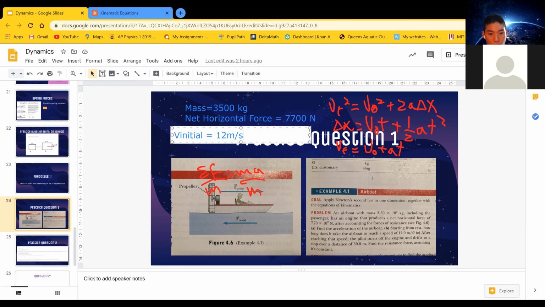The first thing I would do to solve this problem, if I have no idea what's going on, is write out the givens. They tell us that the boat reaches 12 meters per second, and then it turns off its engine. So the initial velocity of the scenario is 12 meters per second, because we're solving the problem from when the boat turns off its engine to when it actually stops. It drifts over a distance of 50 meters, so we know that the distance is equal to 50 meters.